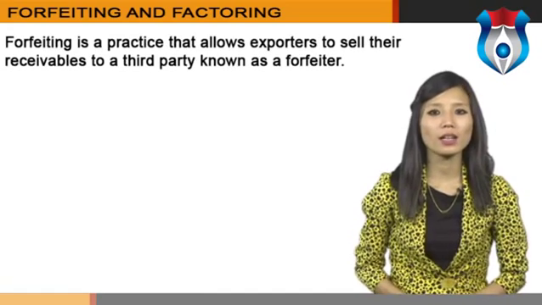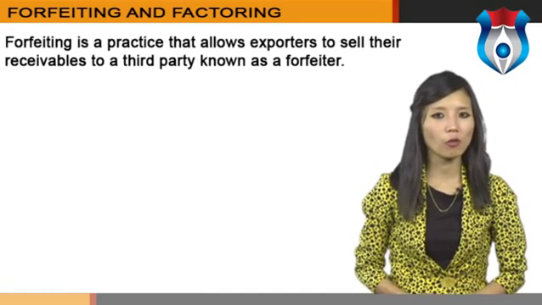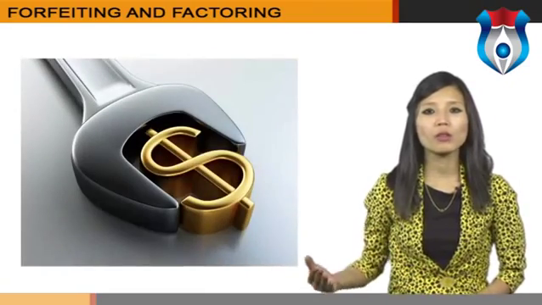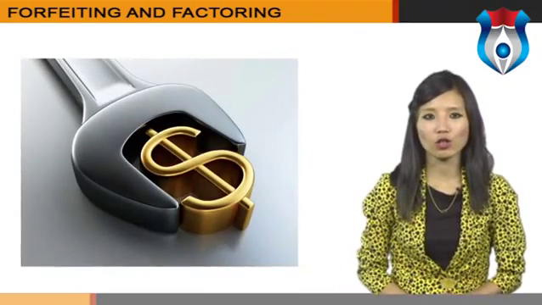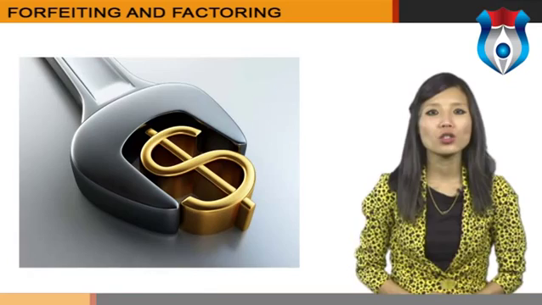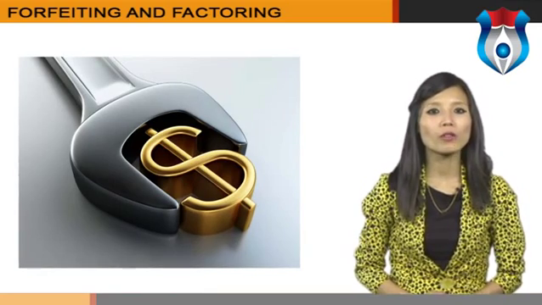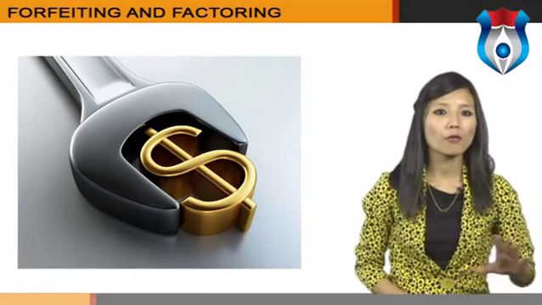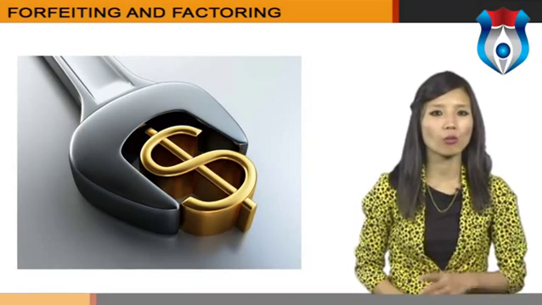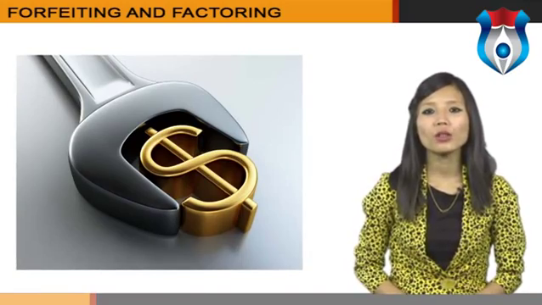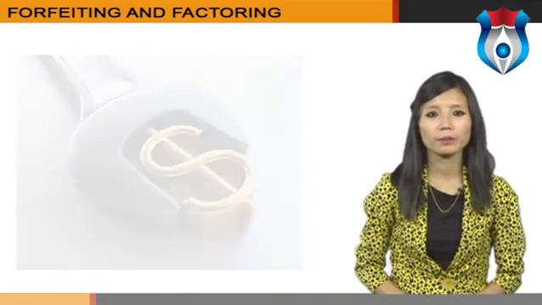Forfeiting is a practice that allows exporters to sell their receivables to a third party known as a forfeiter. The exporter receives immediate funds to cover the transaction, which limits risk and cleans up its account books. The importer can enter into a credit agreement with the forfeiter to get goods on credit and repay it over terms varying from 180 days to 5 years or more. This allows goods and services to move freely through the international supply chain.